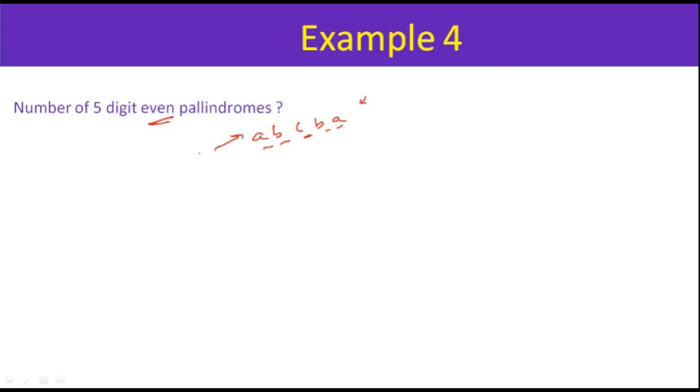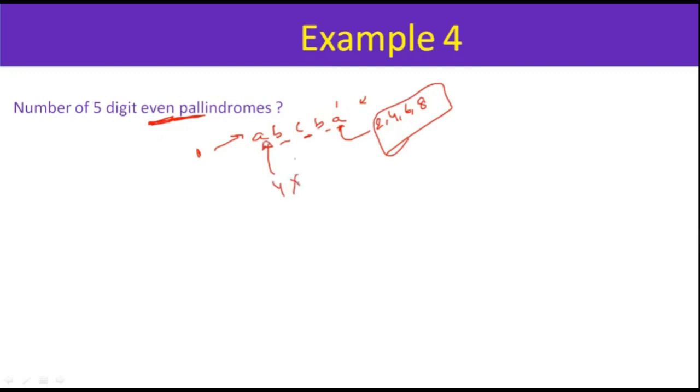Can you put 1 here? Yes. Why? It's an even palindrome, right? Oh, sure, I hadn't seen even palindrome. I have done the solution for 5-digit palindrome only, so I haven't considered even. Okay, now that you have read it, how many possibilities are there for A? 2, 4, 6, 8. Yes. So in total, 4 possibilities you have.